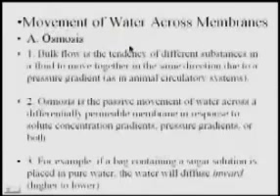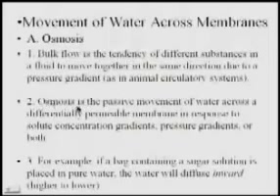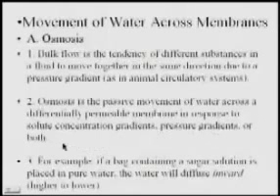So the movement of water across the membrane, the osmosis, is a bulk flow. By definition, bulk flow is the tendency of different substances in a fluid to move together in the same direction due to a pressure gradient, as in the animal circulatory system. Osmosis, on the other hand, is the passive movement of water across a differentially permeable membrane in response to solute concentration gradients, pressure gradients, or both.